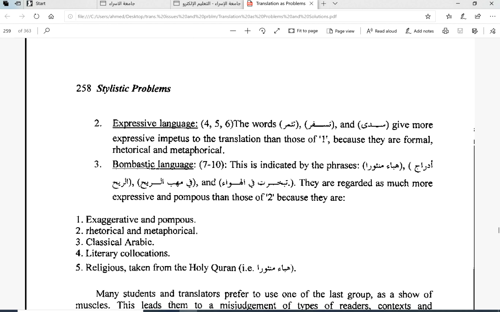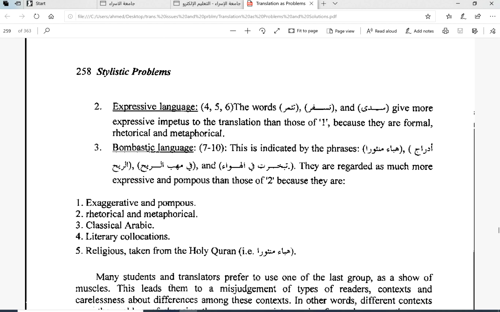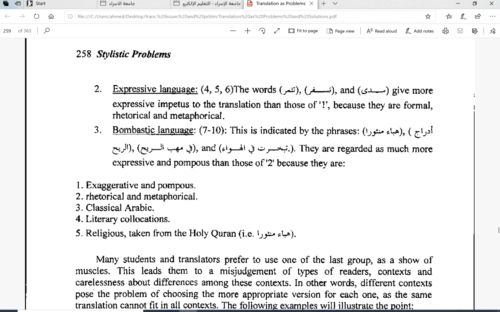Expressive language, as in 4, 5, and 6. The words سدى, تسفر, and تثمر give more expressive impetus to the translation than those of 1, because they are formal, rhetorical, and metaphorical. Bombastic language is indicated by the phrases أدراج, هباء منثورا, مهب الريح, and تبخر في الريح.